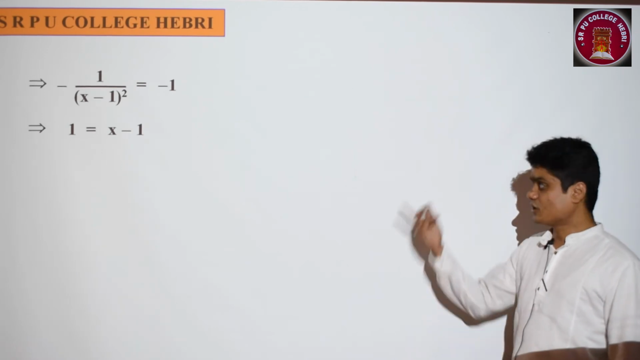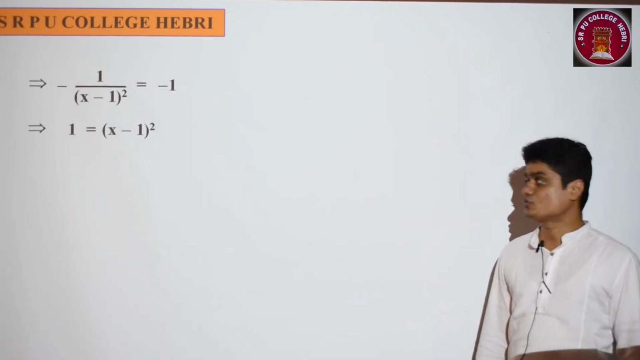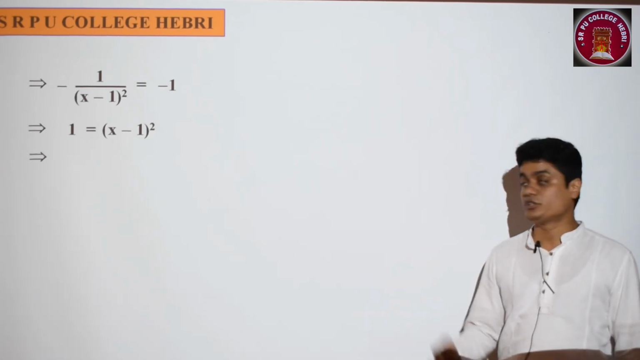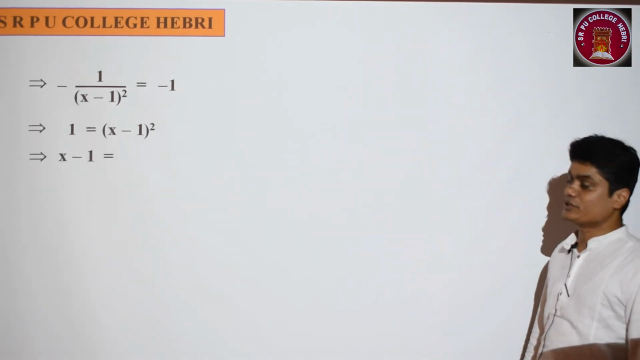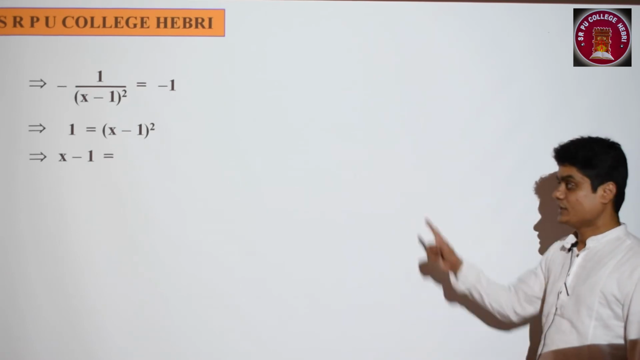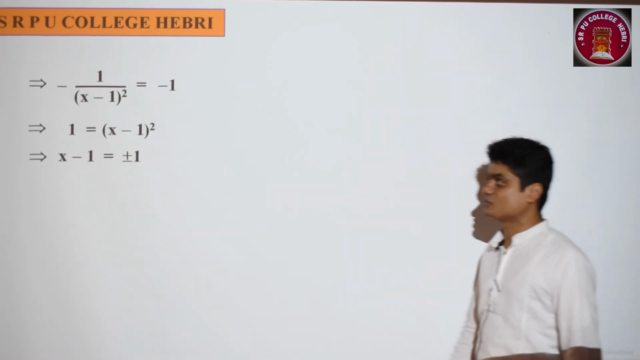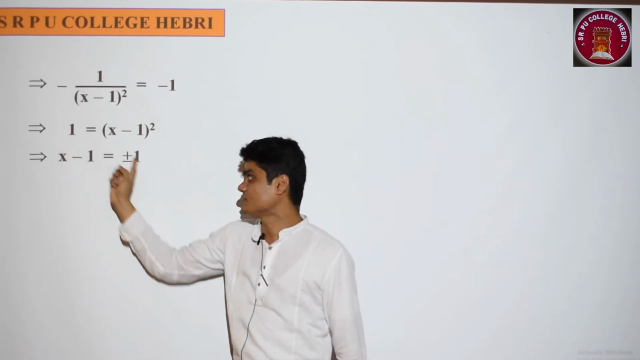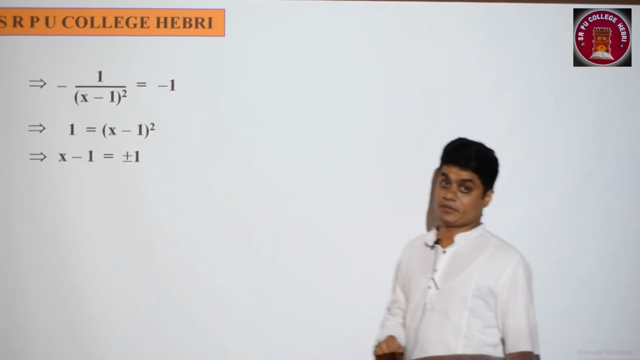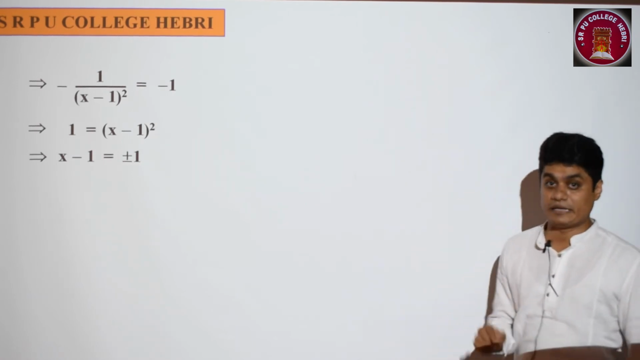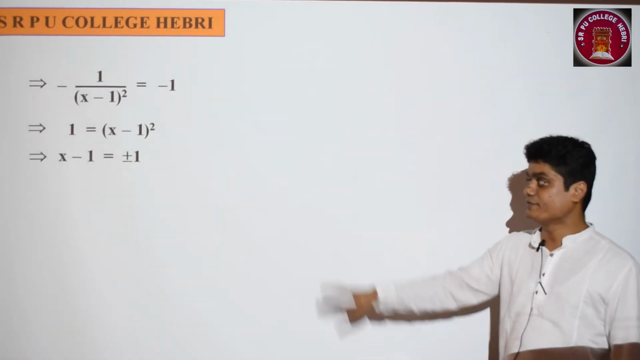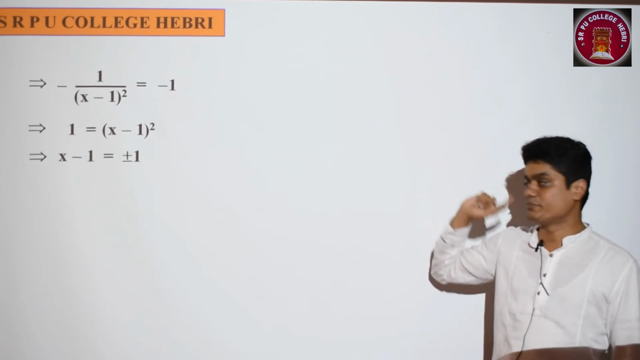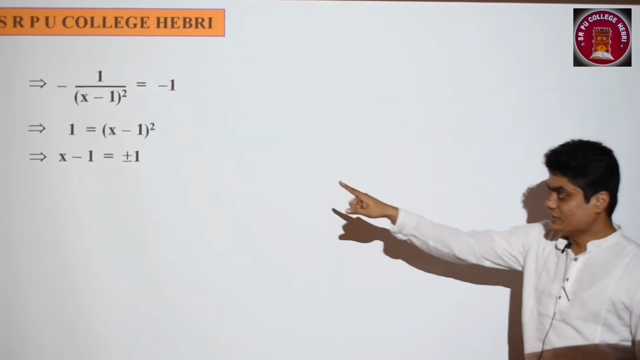Okay, and cross multiply. You'll get 1 is equal to (x minus 1) whole square. Take square root on both sides. When you take square root on both sides, I hope you remember, the right hand side will become plus or minus 1. This plus or minus 1 I wrote here. When you take square root, remember, definitely you will get plus or minus. So you must write it. Once again, if you just write plus 1, you leave out one part, so definitely you lose marks. Okay, remember that.